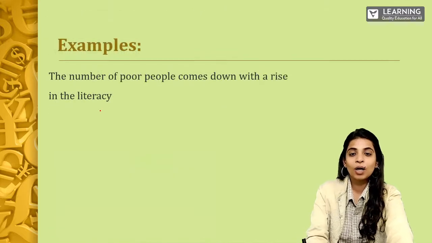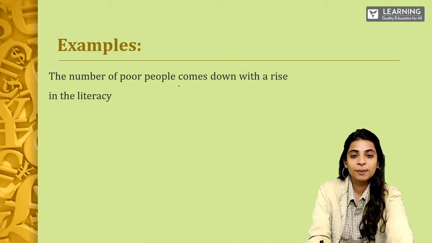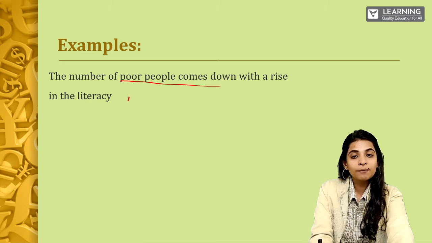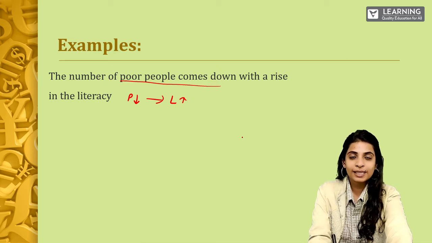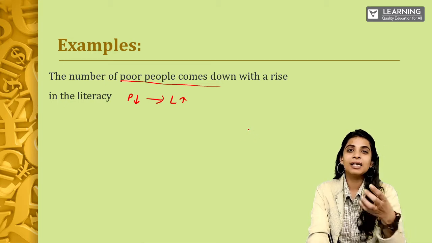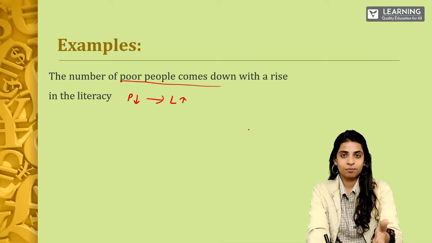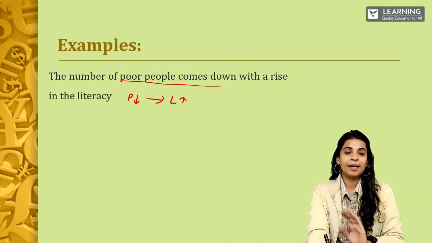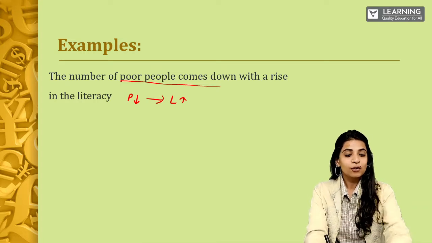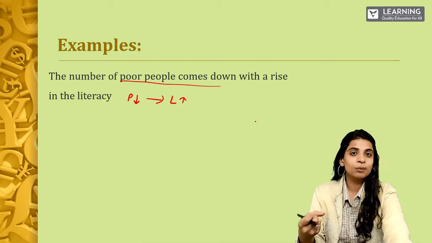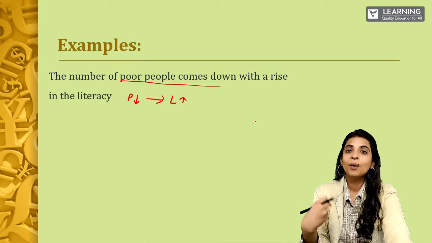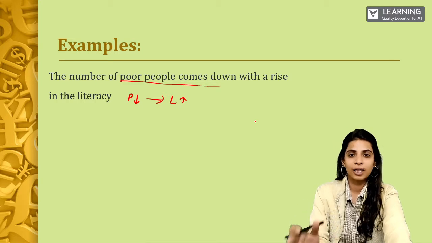Fine. Now, what are the examples? The number of poor people comes down. How? If the literacy rate goes up. Obviously, right? If people are literate, then they have good jobs. Then they don't have to be dependent on anyone anymore. So the poverty will be reduced. People will at least live a good life.